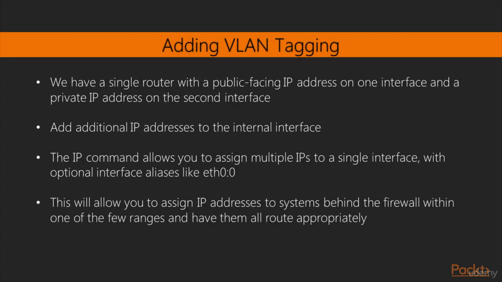We have a single router with a public facing IP address on one interface and a private IP address on the second interface. But what if we want to have multiple private networks behind the router? Our first option in this scenario would be to add additional IP addresses to the internal interface. The IP command allows you to assign multiple IPs to a single interface with optional interface aliases like ETH0:0. This will allow you to assign IP addresses to systems behind the firewall within one of a few ranges and have them all route appropriately.